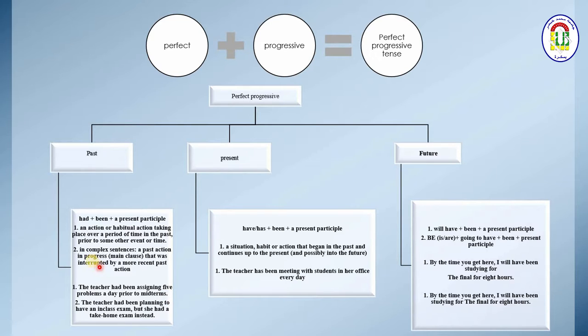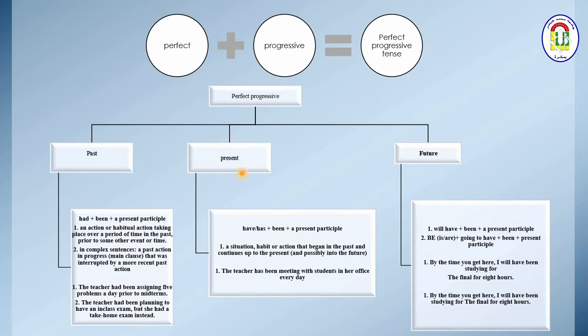So we have another example. In complex sentences, a past action in progress in the main clause was interrupted by a more recent past action. Example: the teacher had been planning to have an in-class exam, but she had a take-home exam instead. So there was an action in progress and another action occurred and interrupted this prior action.